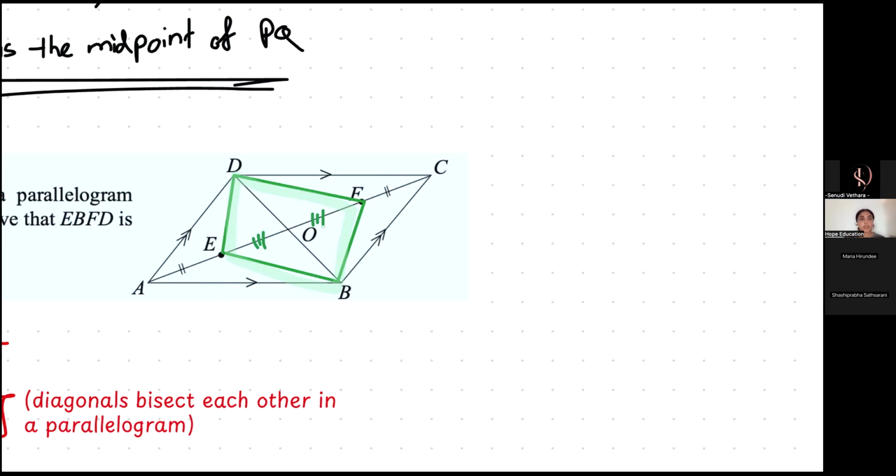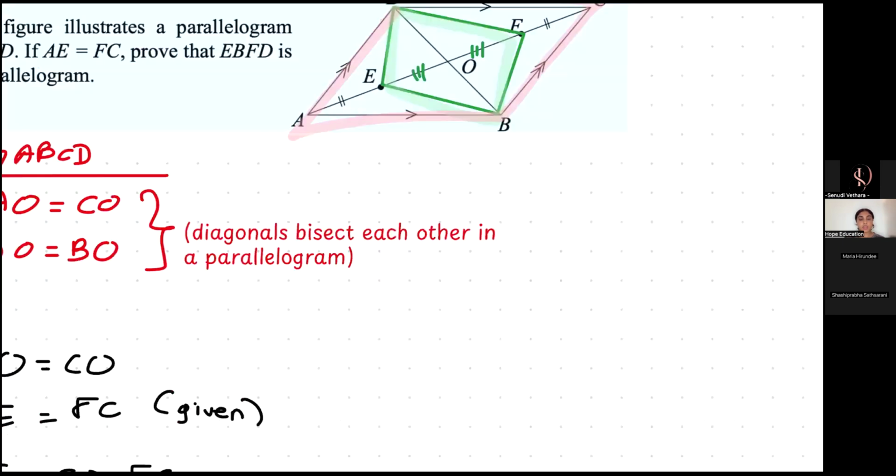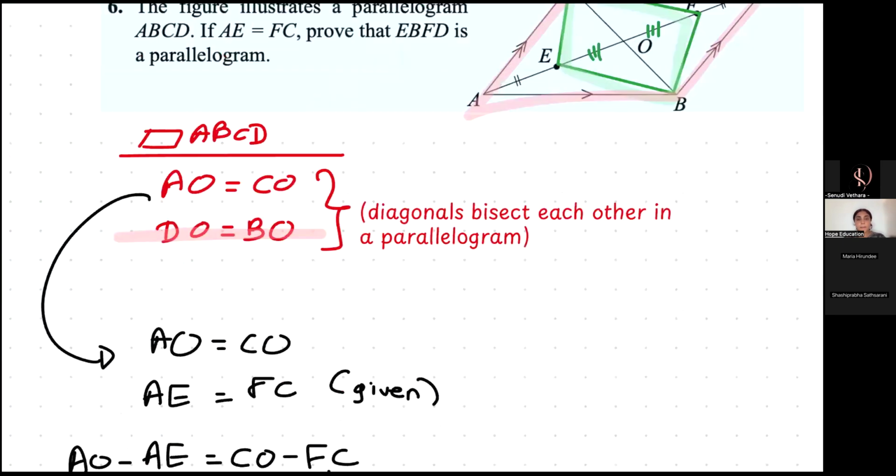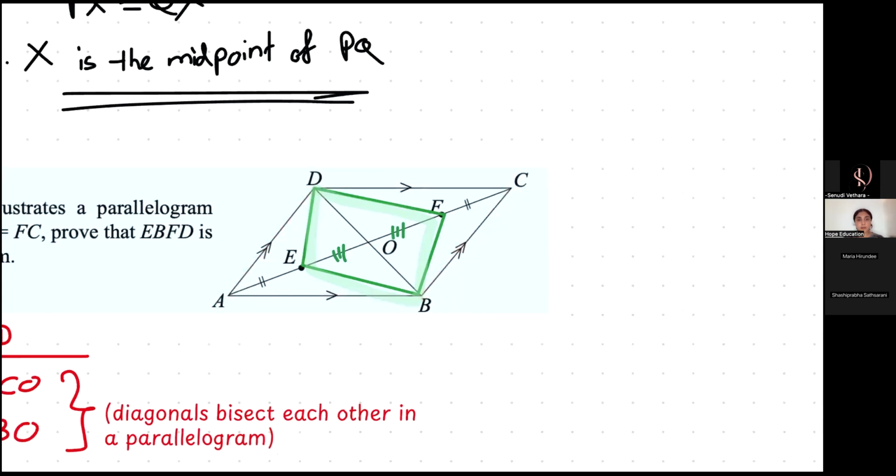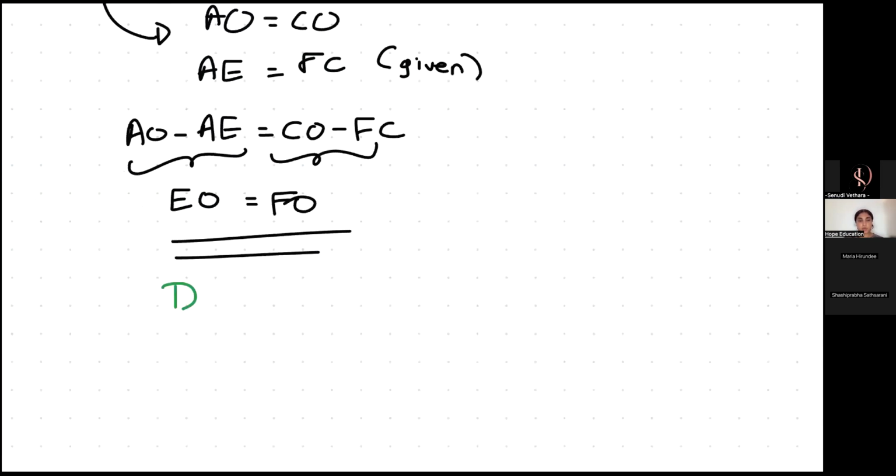Okay. Also, one more thing. If you look at the big parallelogram, we already have in Q1 that DO equals BO. Look at our small parallelogram, DO and BO are there. Even if we take the small parallelogram, those two are there, DO and BO. So I will write DO equals BO.